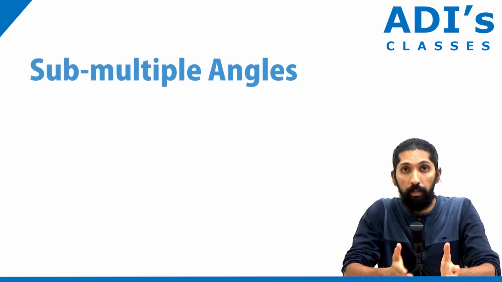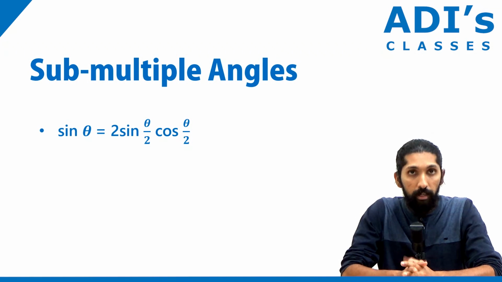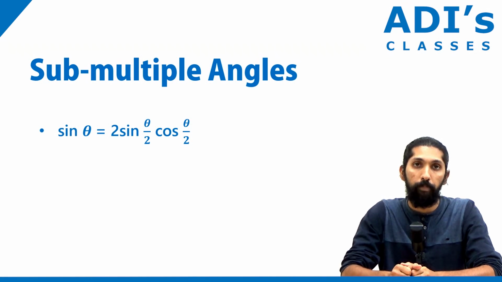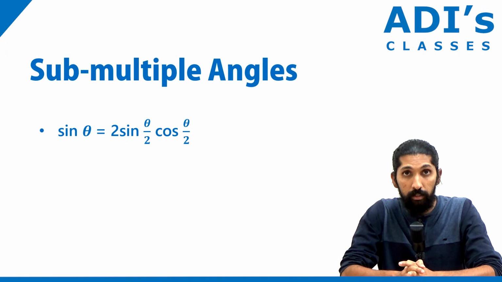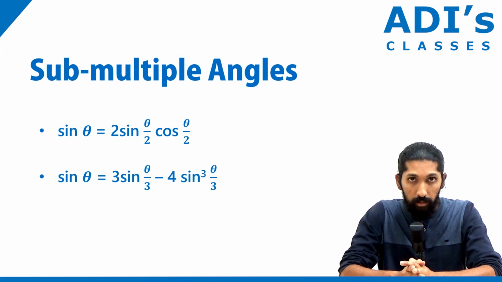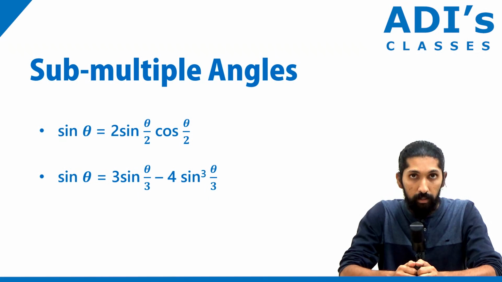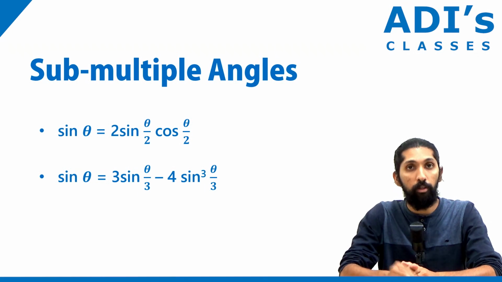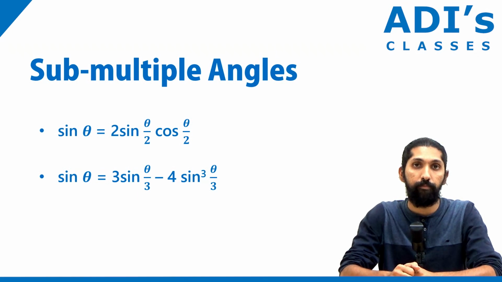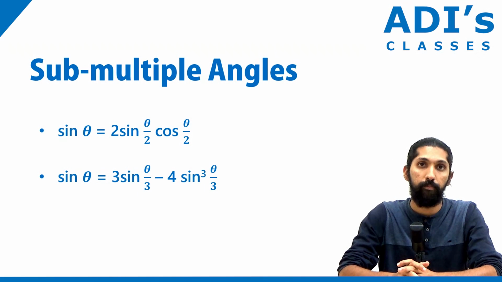Now we have submultiple angles. Suppose if you have sin theta, you can write it as 2 sin theta by 2 cos theta by 2, or the same thing can also be written in terms of 3 theta, correct? So sin theta can be written as 3 sin theta by 3 minus 4 sin cube theta by 3. Now, this is what the submultiple angles are supposed to be.